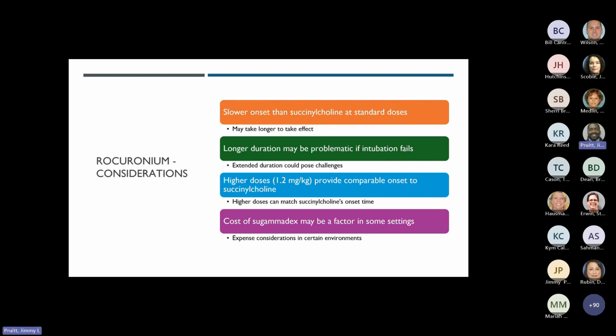Higher doses can provide similar onset to succinylcholine, but you have to use that bigger dose. If you're using anything less than 1 mg per kg, you're not going to match succinylcholine's onset. And the cost of reversal agents may be a factor in some settings. Most of us are not using sugammadex and neostigmine outside of the OR, so it's something to be aware of. Hey, this is something that's available, but it may be hard to get from pharmacy. I put it in our Omnicells at CMC, but it's something you have to be aware of, and I just want to be complete with that.